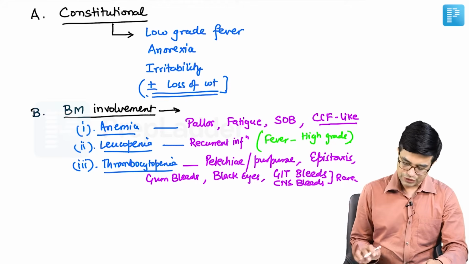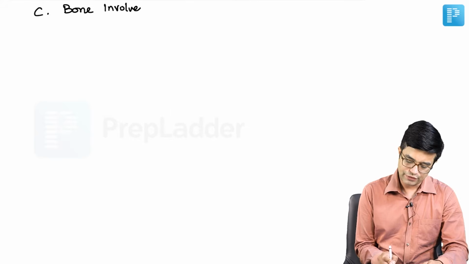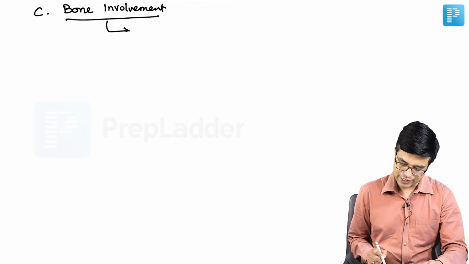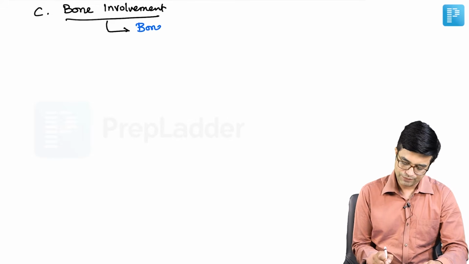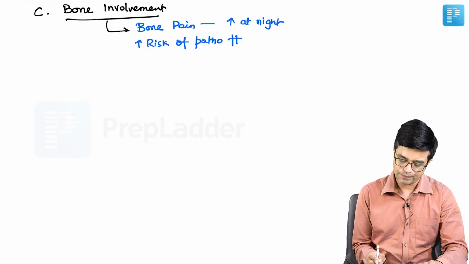A third group of features are related to the bone involvement. Bone involvement will produce the occurrence of two things. Many of these patients will have bone pain, which is often severe in nature and more at night. And secondly, there will be increased risk of developing pathological fractures, which is usually a relatively late presentation.